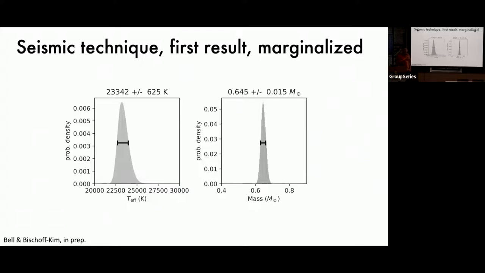This is independent of spectroscopy. So it doesn't have those systematic issues that affect how we determine these properties for most white dwarf stars. And this gives us an independent check that could help us calibrate these values. Yes, Simon?